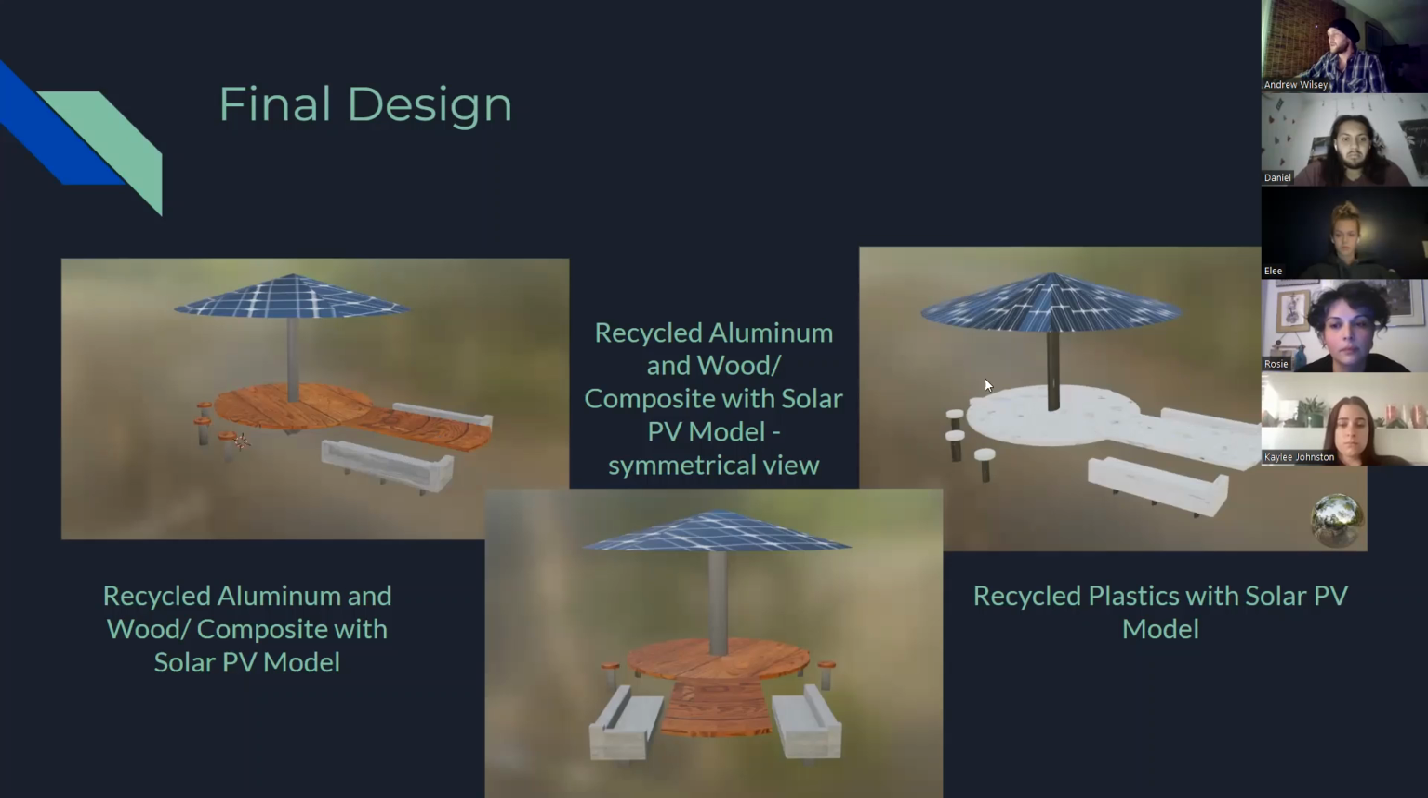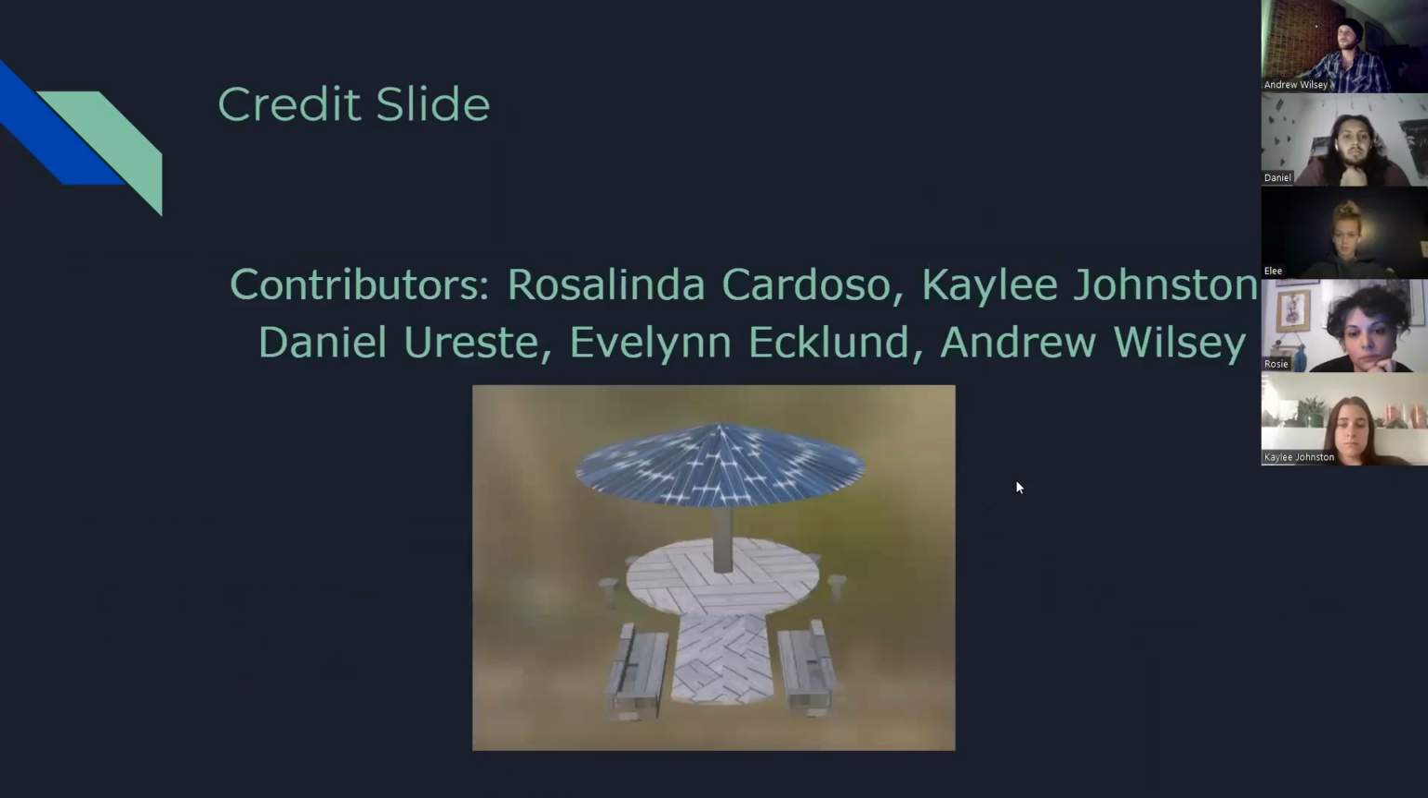And then on the far right, other than the solar panel top, we have completely molded recycled plastic, which tends to be pretty cheap and durable, and could be in a public park, something like that. A city could afford something like that if we wanted to have this in a more urban space. That is our design.